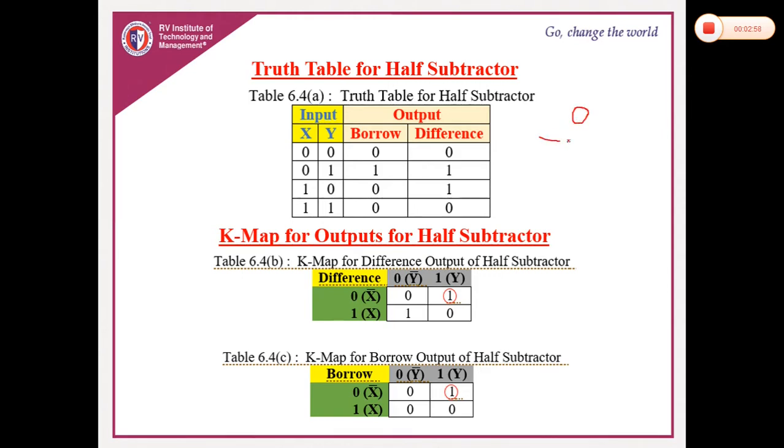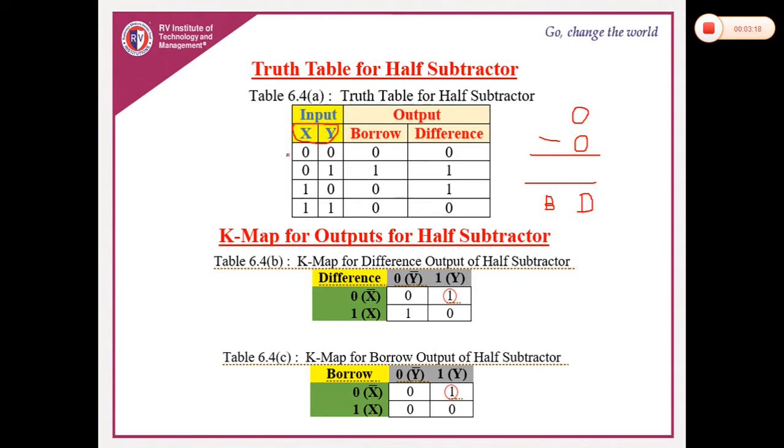Whenever we say 0 minus 0, what is the result? So we will get borrow as well as difference. So difference you will get, and borrow you will get. So for that you can just see the half subtractor. A half subtractor basically has two inputs and two outputs. The two inputs are x and y, and the two outputs are borrow and difference.